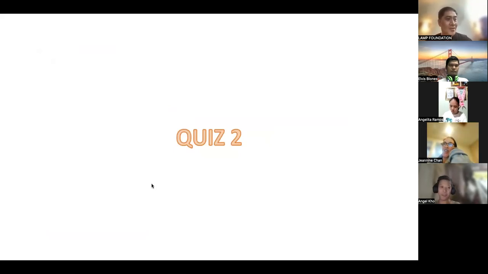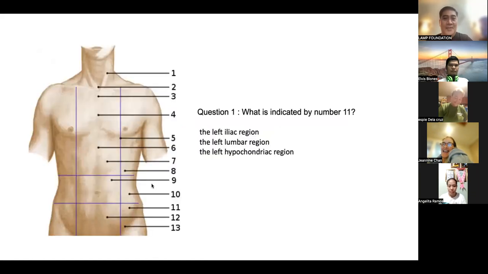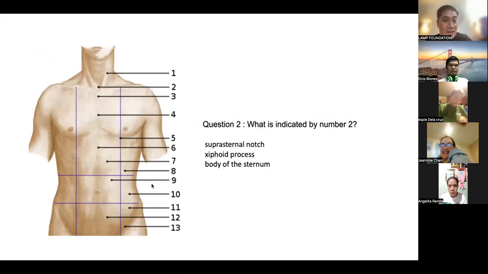Great. Now, let's go to Ma'am SP de la Cruz. Are you ready? Good evening, Doc Hector. Okay, ready? I want it to be just 2 minutes. Yes, Doc. I'll try my best. What is indicated by number 11? The left iliac region. What is indicated by number 2?